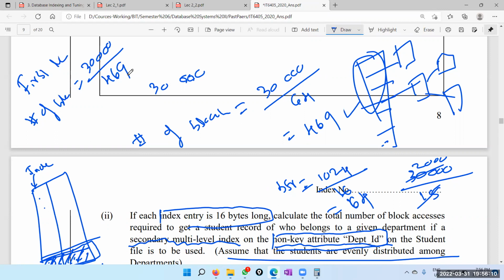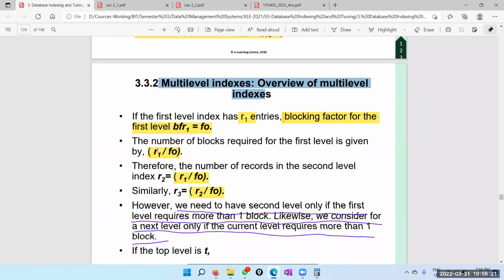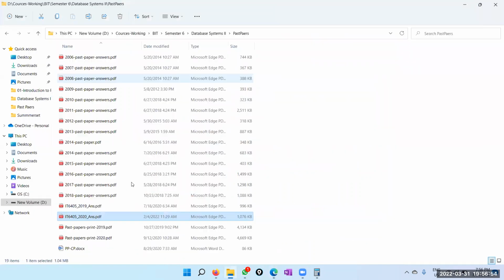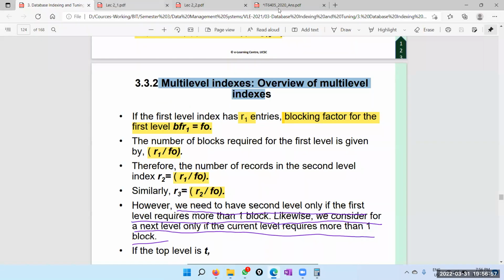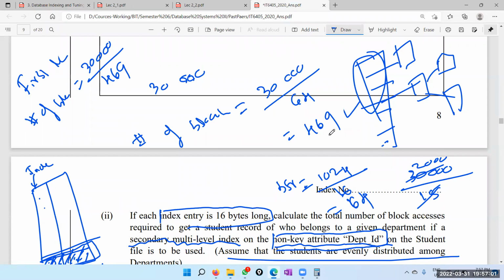Sorry, so second level blocks. So this is a little bit confusing. First level index has R1 entries, yes. Number of records in the secondary level index is R1 divided by F0. This is also R1 divided by F0, so these two cannot be equal. Right, maybe this is R and this is R1, okay? So number of blocks for the second level must be, so this one we have found, right, 469.